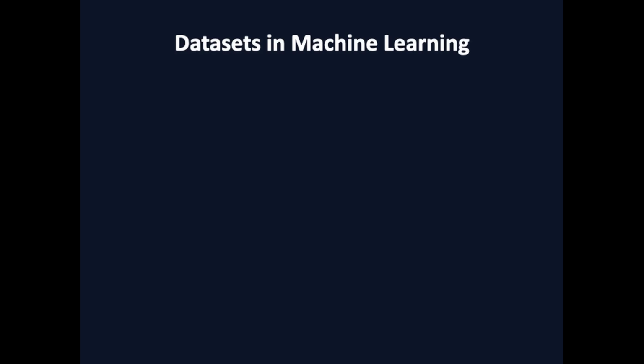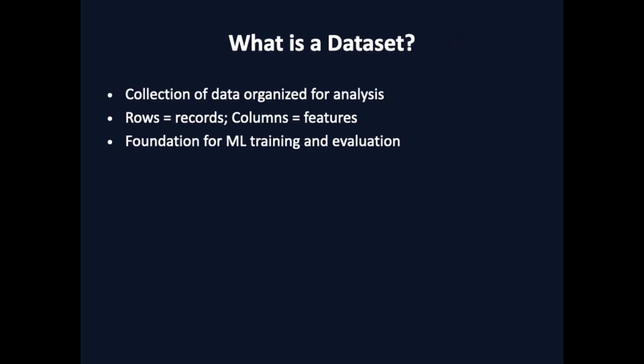Let's talk about data sets in machine learning. We have first the definition of a data set, and I'm going to briefly go through these slides because we'll see examples of this in the lab that's going to accompany this lecture. So simply put, a data set is a collection of data that's organized for analysis. Think of it as a spreadsheet. I've been using that example within this and previous videos. We have rows, which are maybe considered records, and columns, which are maybe considered features.